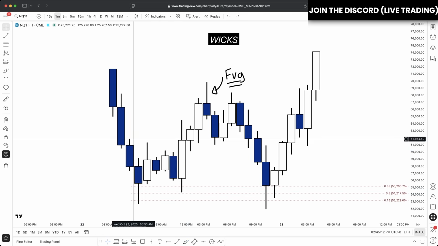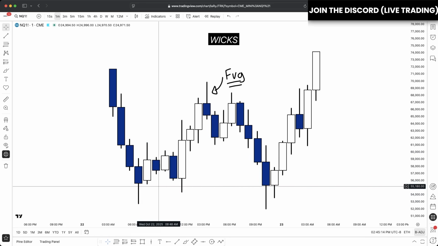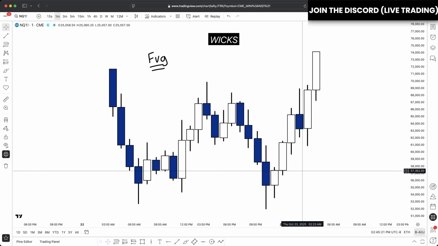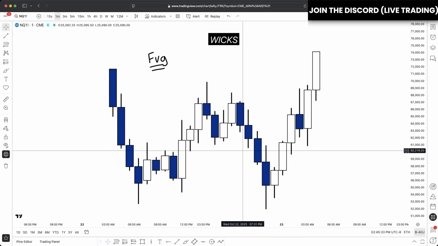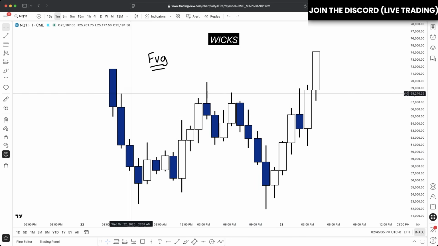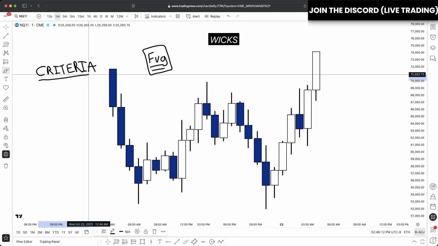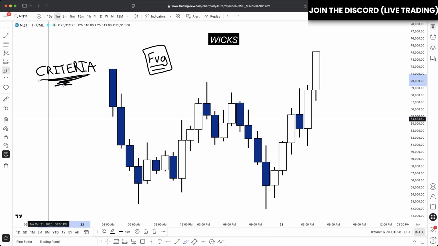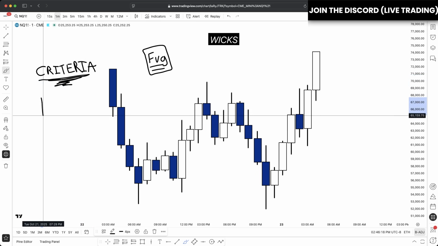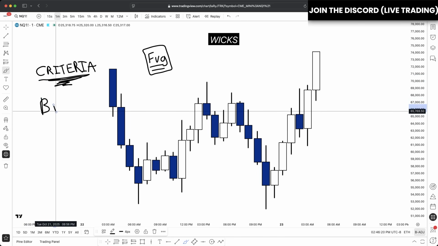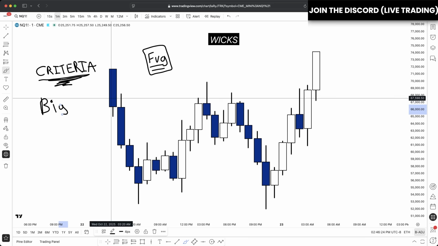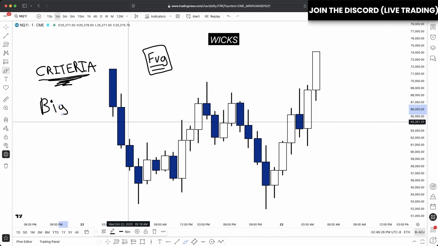But again, there's hundreds, if not thousands, if not tens of thousands of wicks all over the place. So how do we filter wicks out to know exactly which ones to use, considering that there is so many all over the place? What is the criteria that we want to use to mark these wicks? So the very first criteria that we want to look at is if they're big. This sounds stupid. It sounds very simple. It is very simple. So what I mean by big is it big relative to all the wicks around it.